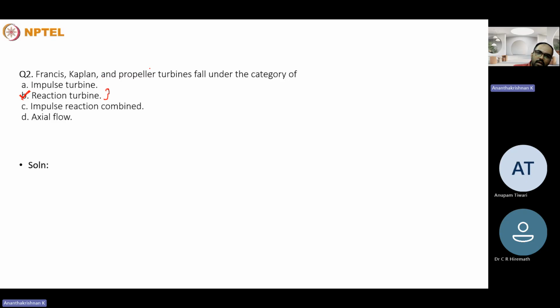Propeller turbines are the counterparts of axial fans, where the flow happens from axial inwards to axial outwards. So basically, in all the three, not just the impact of the fluid, but also the drop in pressure throughout is converted to power. So the answer is reaction turbine.